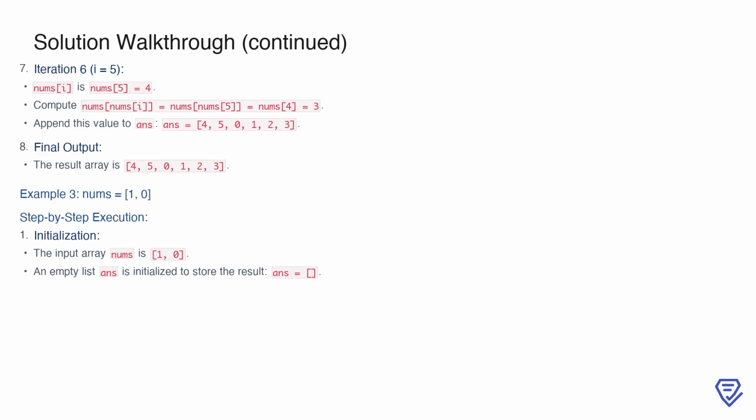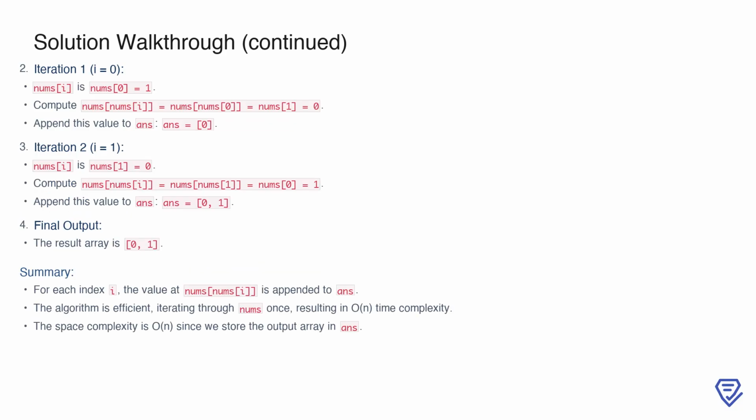Now, for the third example, the input array is [1, 0]. As before, we initialize ANS as an empty list. For the first index, i equals 0, nums[i] is 1. Calculating nums[nums[i]] equals nums[1] equals 0, we append this value to ANS, starting with [0].